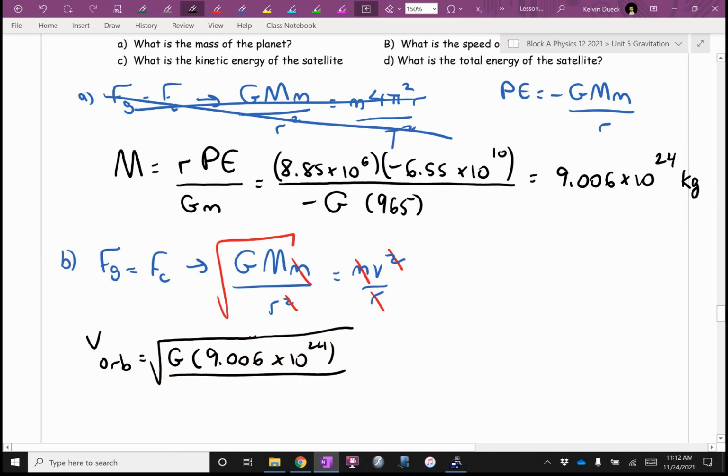This planet, by the way, its mass, what, about 1.5 times the Earth? So Earth-ish. R, they gave me R, 8.85 times 10 to the 6th.